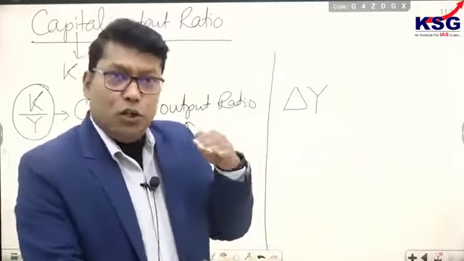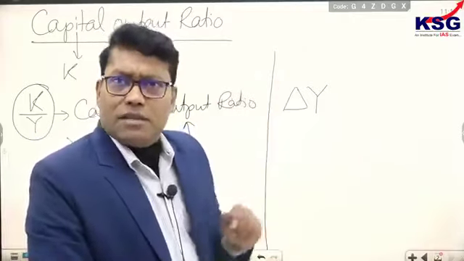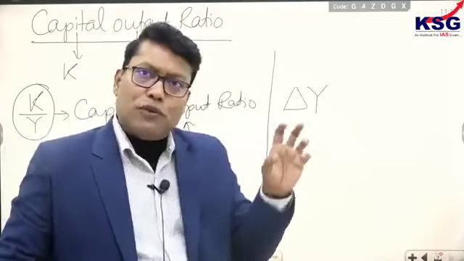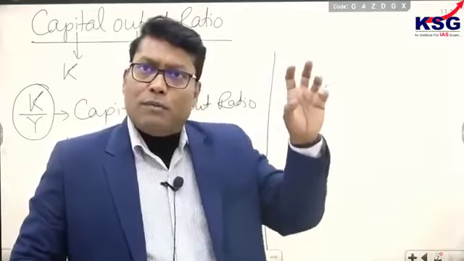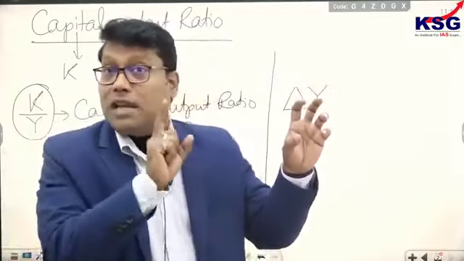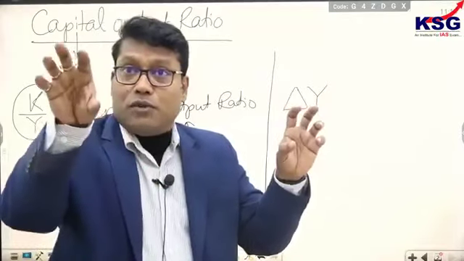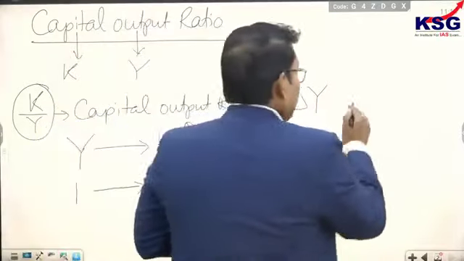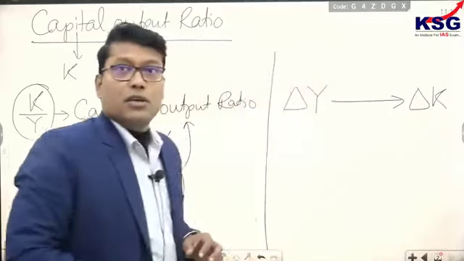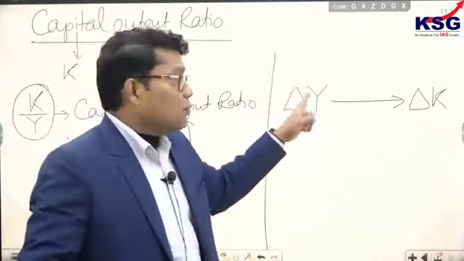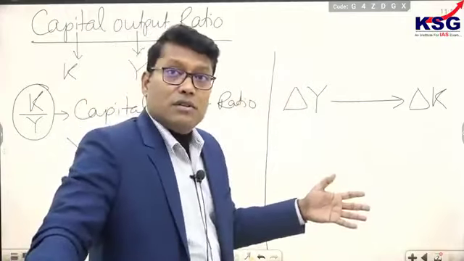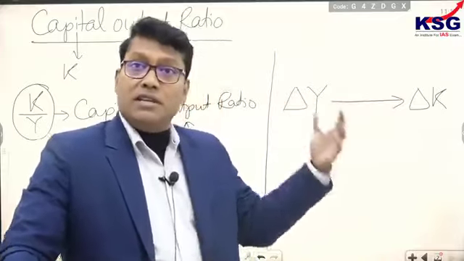Suppose you are at this point today and you are utilizing all your capital, fine. But if you want to increase output by delta Y, how much more capital do you need? What is the requirement of capital? Say delta K amount of capital you need. So for delta Y additional output, you need delta K amount of capital.